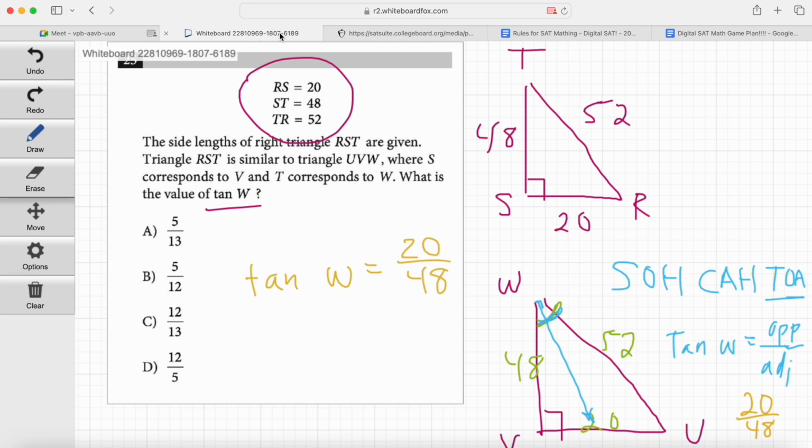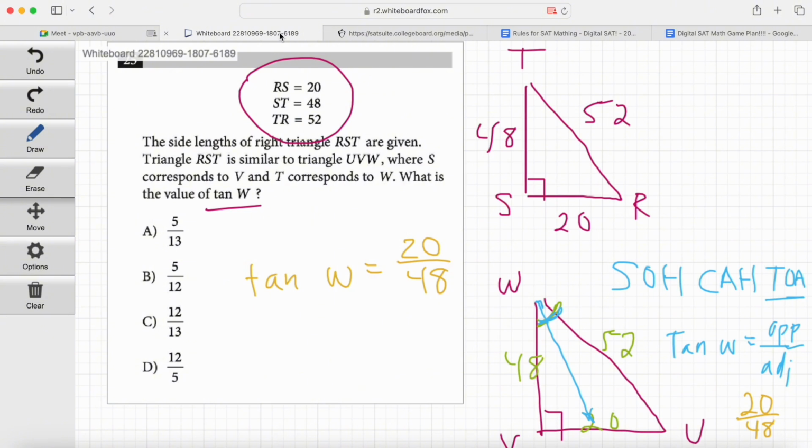Does that make sense so far? Yes. Okay, good. Now, notice we don't see 20 over 48. We're very close to solving this. We don't see 20 over 48 in the answer choices. Okay, but one of those equals 20 over 48. Do you have any idea which one? B. I think it's going to be B.